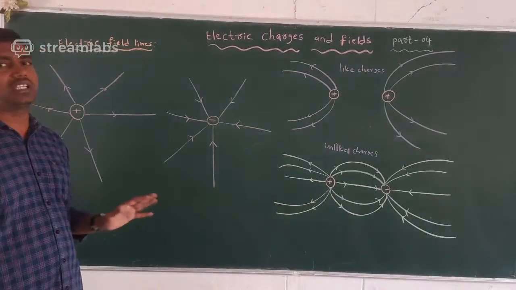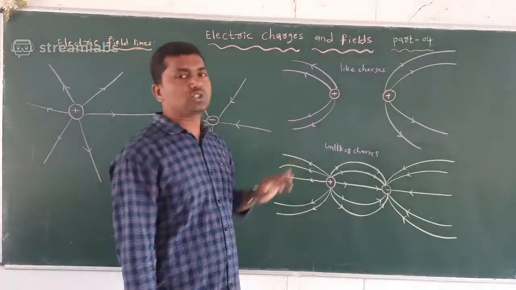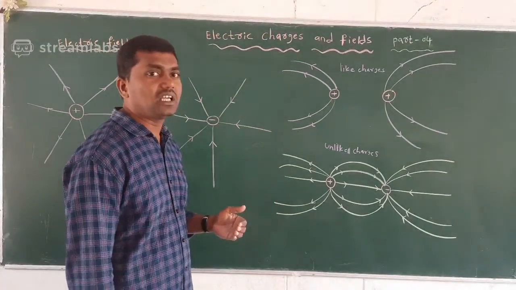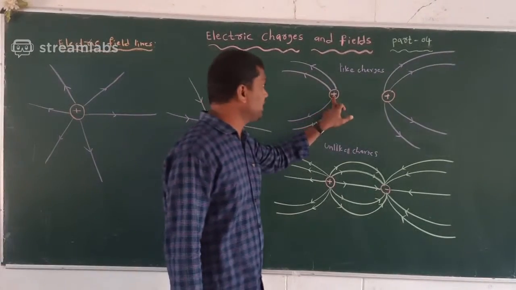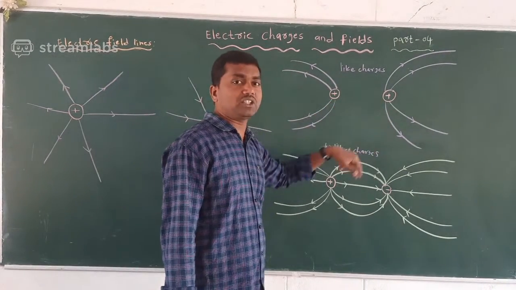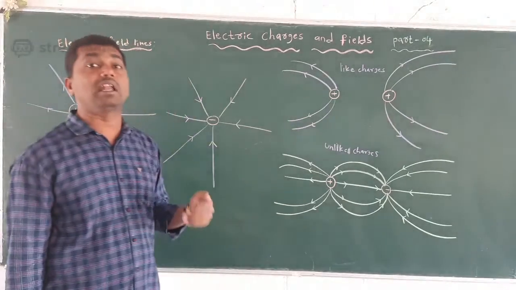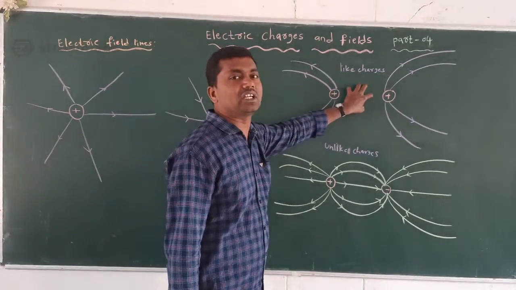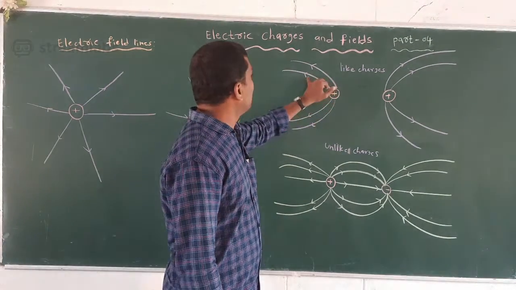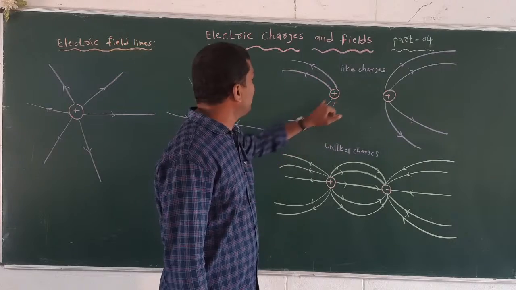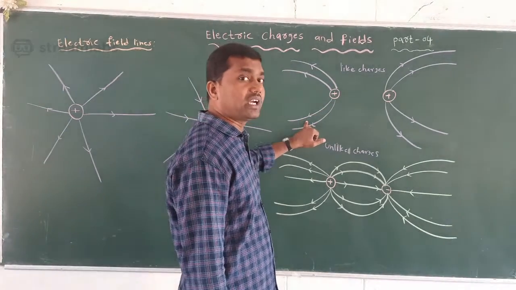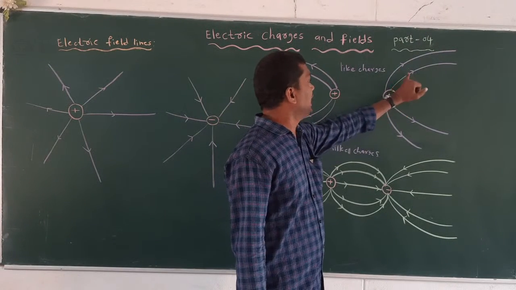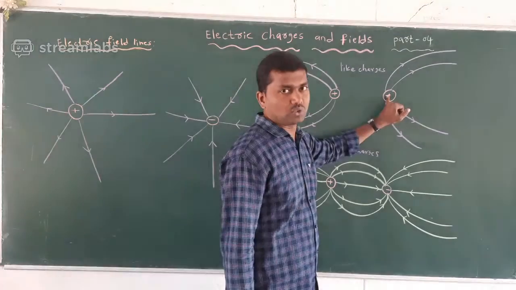Suppose we take two positive charges. These are the same charges, like charges. Whether both are negative or both are positive, they are called like charges, meaning same charges. They produce a repulsive force between the two charges. So the field lines go away, outward from the positive charge, and in the same manner for this one also, the field lines are away from the positive charge.